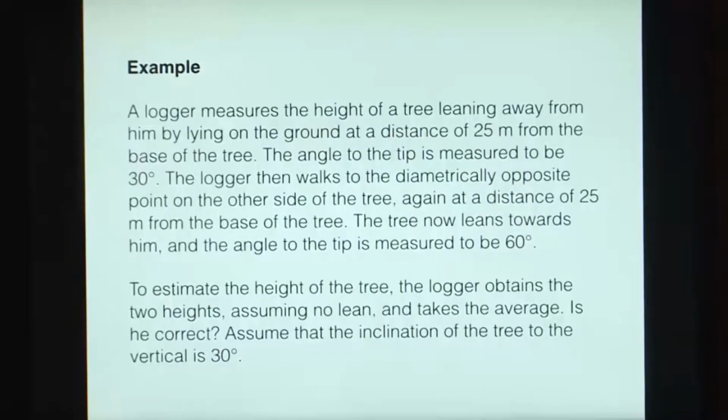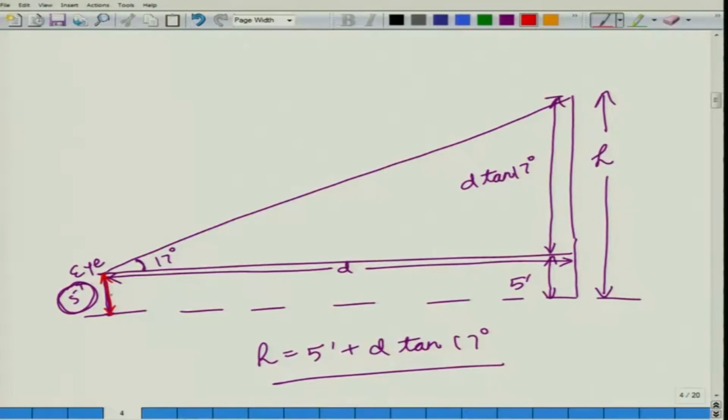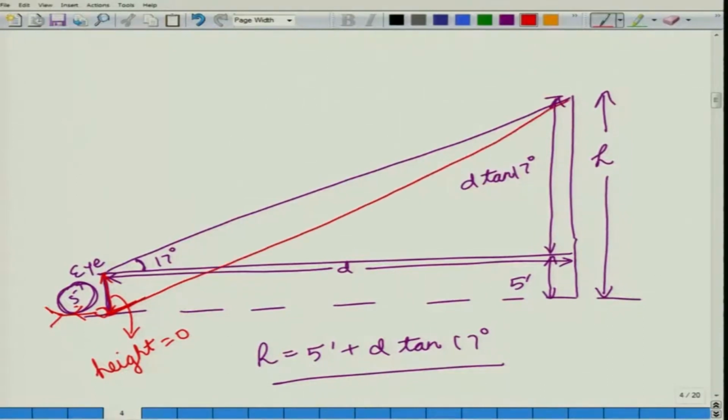So, now knowing this, let us look at an example question. A logger measures the height of a tree leaning away from him by lying on the ground. So, when we say lying on the ground, then if we look back at the tablet, this eye level height is equal to 0, because the observer is lying on the ground and then taking the measurements, so that it is as close to 0 height as possible. So, he is measuring this angle.